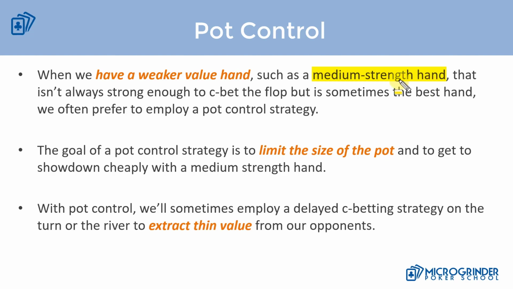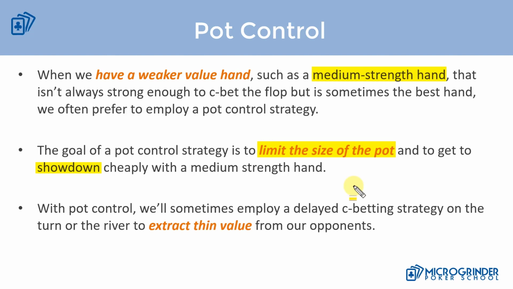With these types of hands, with these medium strength hands, we utilize pot control because we want to minimize the size of the pot, right? We want the size of the pot to be limited, and we want to try to get to showdown with these hands. So our goal with these hands is to get to showdown, meaning we go to the river and show down our hands to see who had the best one, because we don't get a lot of benefit from these hands by betting.